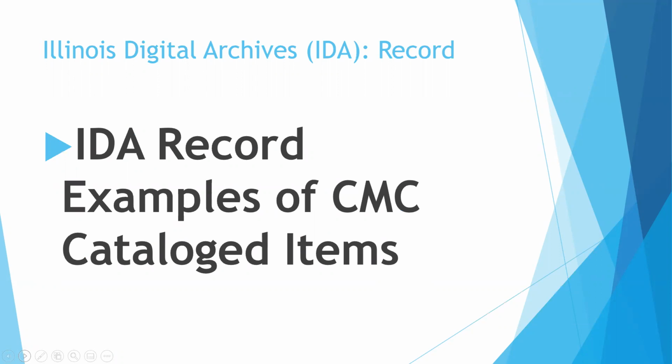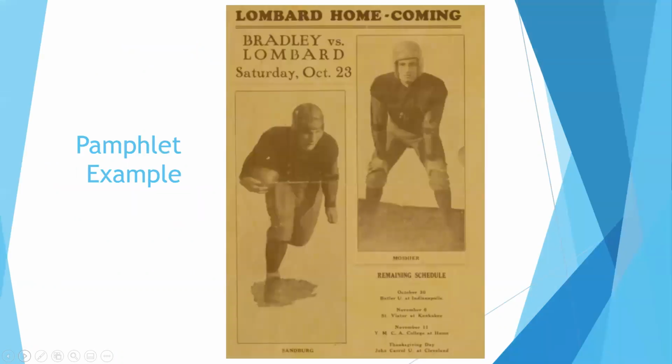Okay, now we're gonna look at some slides that are examples of documents that the CMC has actually cataloged, and they can all be found on the Illinois Digital Archives website. So this is the homecoming pamphlet from October 23rd, 1881, where Bradley University played against Lombard College. And this is part of the Meadville-Lombard Theological School collection. Lombard College used to be located in Galesburg, Illinois. And you can, again, find this digitized document on the IDA website.